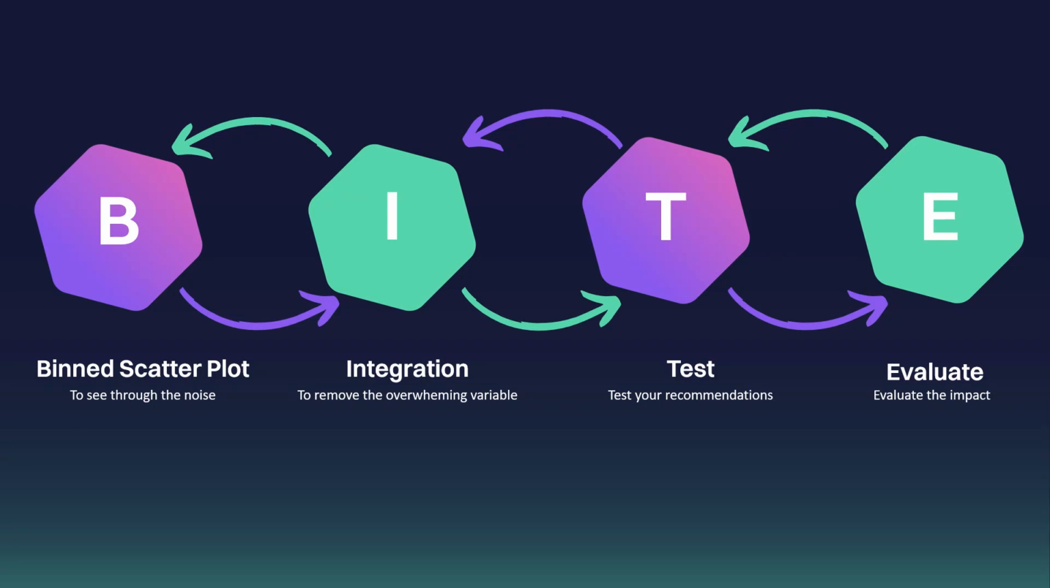So yeah, I would love to hear from you if you come across issues like this with analytics, if you've struggled with noisy data or anything like that. Please put it in the chat or hold on to your questions until the end. But our methodology that we're going to talk about today, we call it BITE. What these stand for is B for binned scatter plot, I for integration, T for test, and E for evaluate. So I'll go through each of them in short.